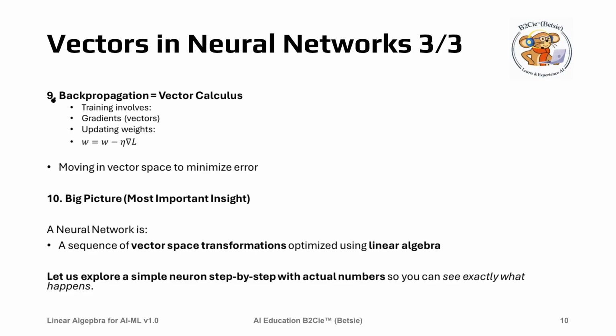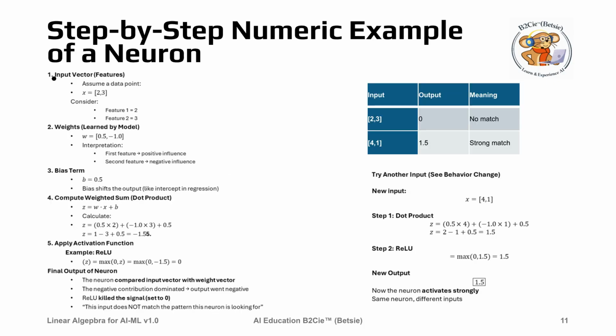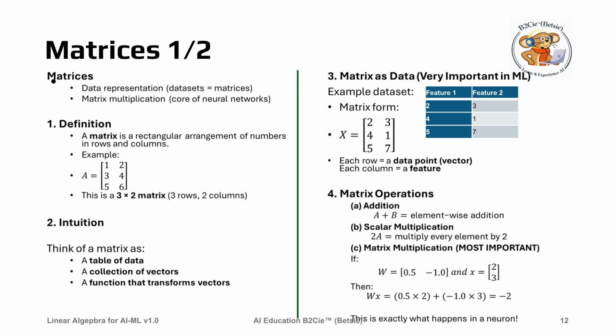Next, we explore a simple neuron step-by-step with numbers. Let us explore a simple neuron step-by-step with actual numbers, so you can see exactly what happens. This example shows a neuron's 5-stage computation: input vector, learned weights, bias term, weighted sum, dot product, and applying the ReLU activation function. Notice how changing the input vector alters the output, illustrating how the neuron detects patterns. That concludes our discussions on vectors and their usage with AI ML, and we next discuss matrices.